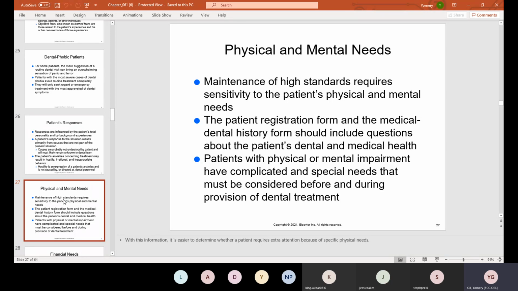Patients with physical or mental impairment have complicated and special needs that must be considered before and during provision of dental treatment. And this is true. You will get patients that are in wheelchairs, people that it's very hard to get any work done on them because of their disabilities or their physical impairment. And usually when that happens, if the doctor cannot handle it, they'll refer them out.